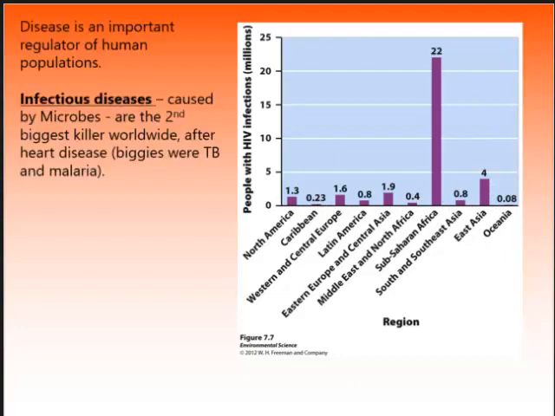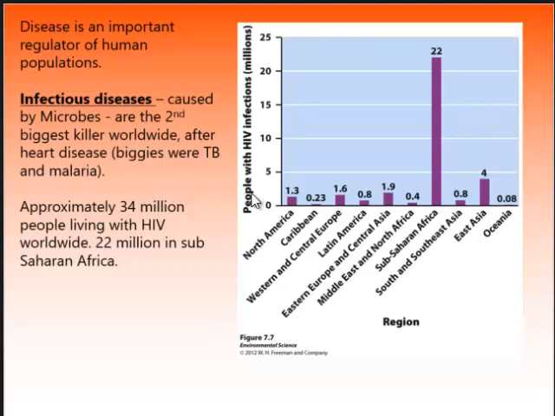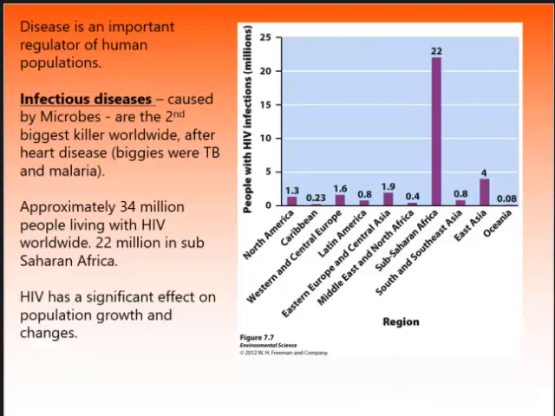You should start noticing some trends. So diseases really do regulate human population and population growth. Some diseases are infectious diseases like HIV, and infectious diseases are the second biggest killer worldwide after heart disease. Some other big ones are tuberculosis and malaria. Out of this HIV infection zone here, 34 million people are living with HIV worldwide, and 22 million in just sub-Saharan Africa.